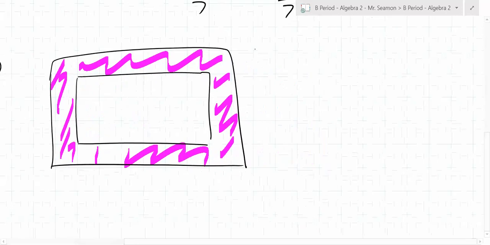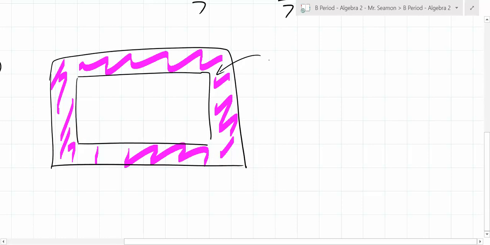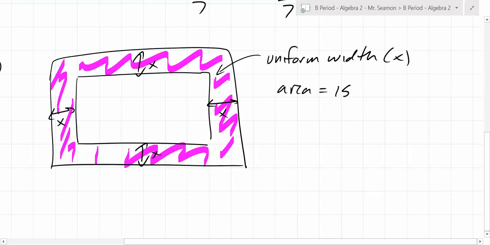Question, 2 things. What's one thing they tell you about this walkway? What do they tell you about the walkway? It's x. What do you mean it's x? Uniform width. So what did we want to call that? X. So we know that from here to here, this is all the same, right? X, x, and x. What else does it tell you about it? Yes, its uniform width and area of it is 152 feet squared.